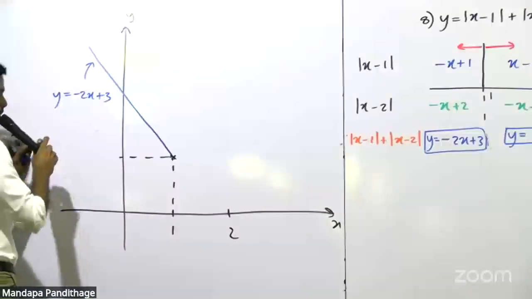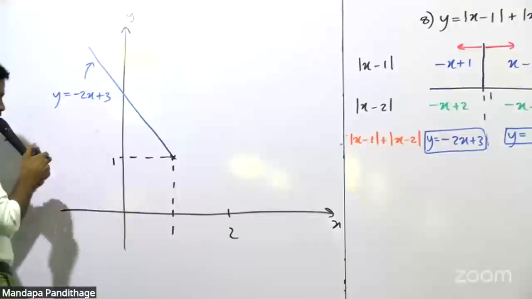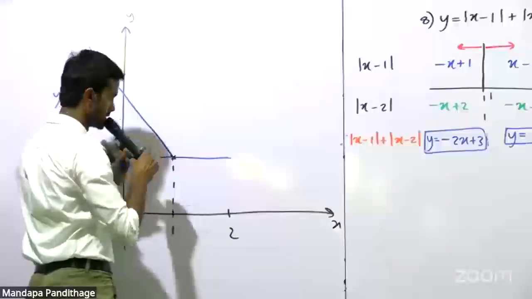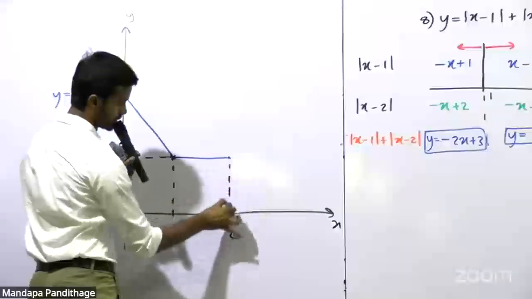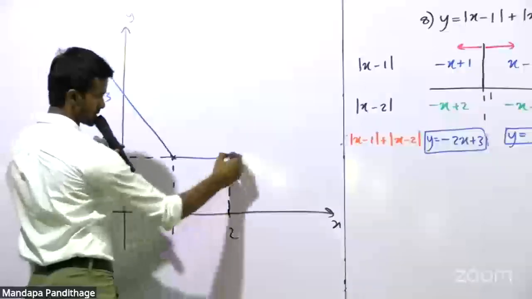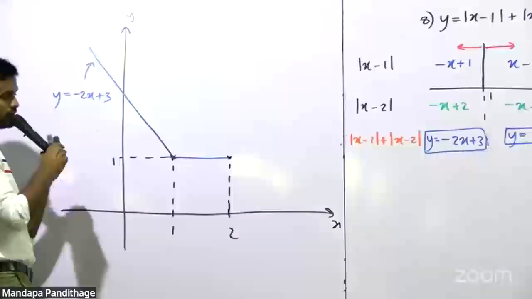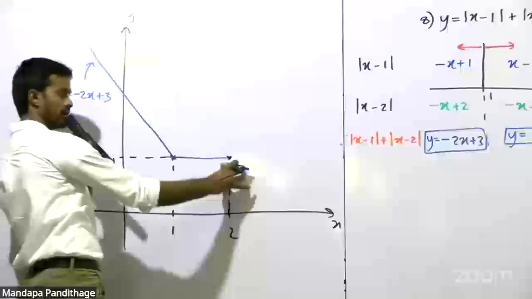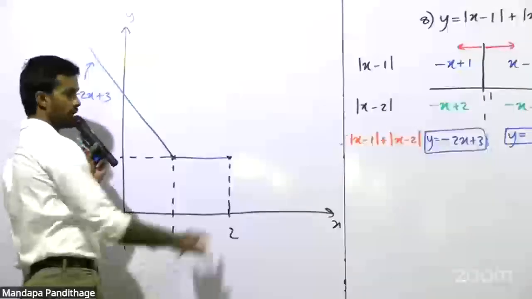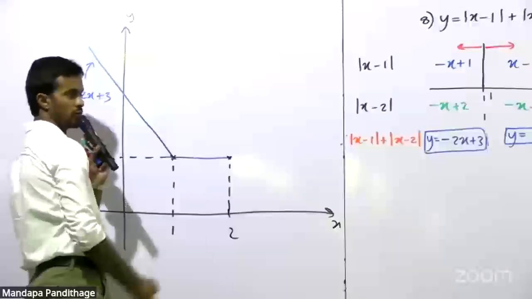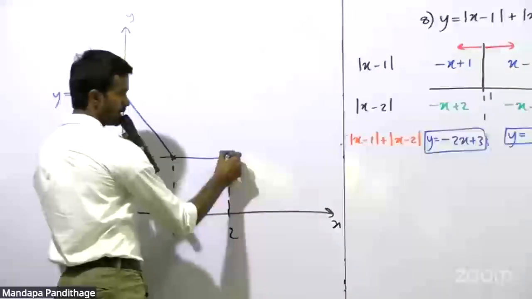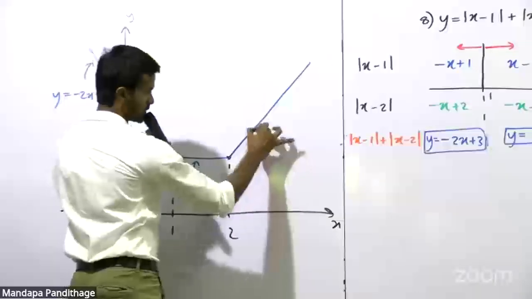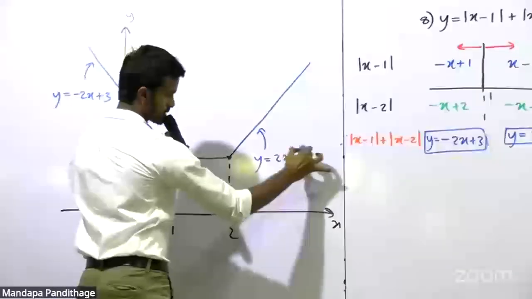And then in between the range of 1 and 2, it's y equals 1. So y equals 1 means it's a straight line that is parallel to the x-axis. And then when it is greater than 2, it's y equals 2x minus 3. I told you to find the value at this turning point. When x equals 2, 2 into 2 is 4, 4 minus 3 is 1. So it starts from here and has a gradient of 2. So this is y equals 1 and this is y equals 2x minus 3.